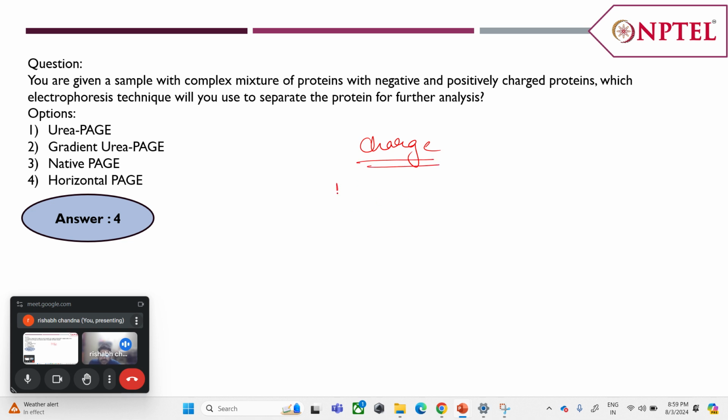Okay, so here is the positive and negative, and here you apply the different proteins that are there, and it will separate on the basis of charge. Here the positively charged proteins and here the negatively charged proteins get attracted. So to separate the mixture of negative and positively charged proteins, we'll use a horizontal PAGE. Okay, so any doubts in this particular question?